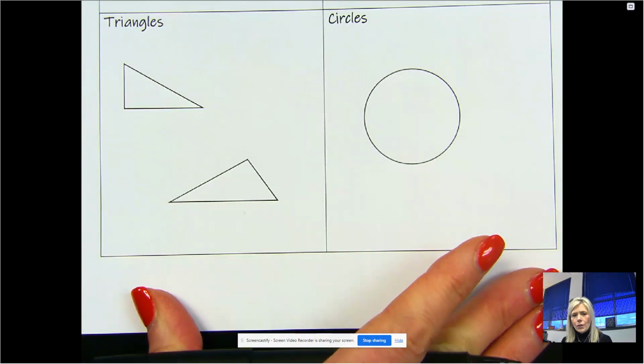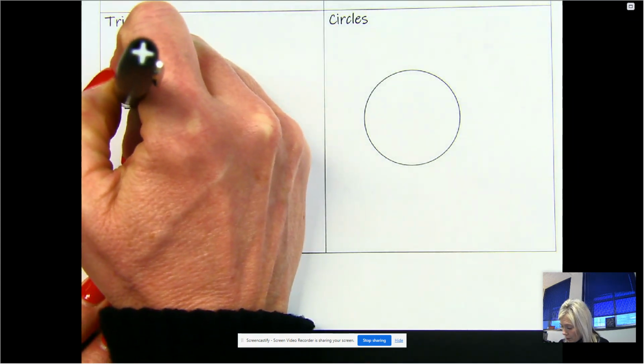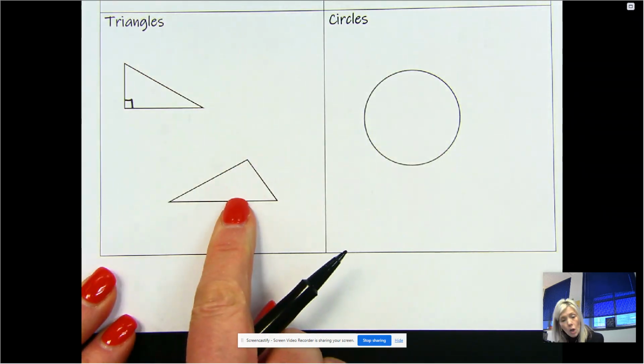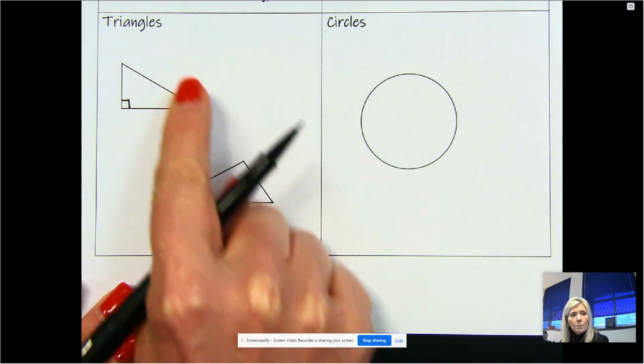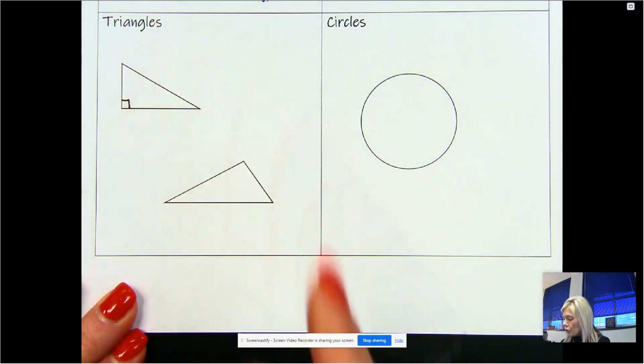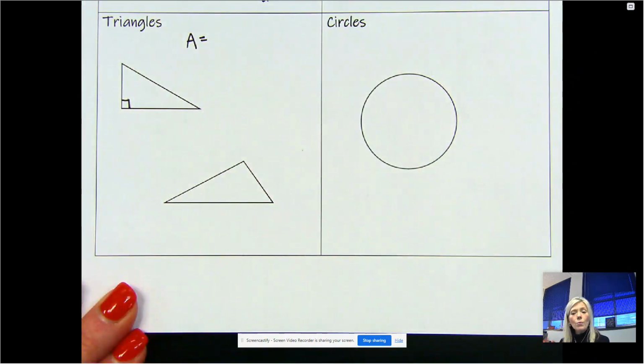So the first triangle looks a lot like what we've been working with. This is a right triangle. This one is not a right triangle, so we'll get to it in just a minute. But the formula for the area of a triangle is, you can either say 1/2 base times height or base times height divided by 2.